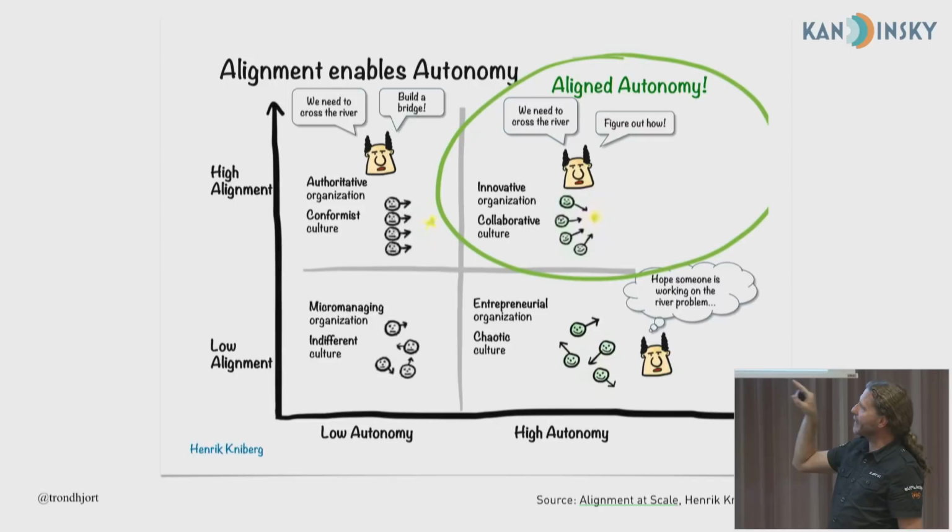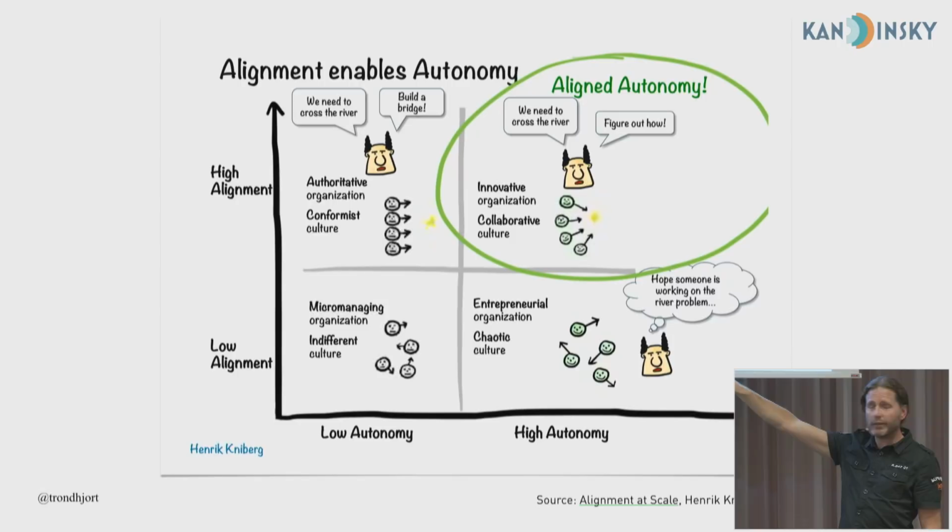But in this presentation or his videos, he highlights the problem when the team has neither high autonomy nor high alignment. Like in the lower bit, which I usually worked in all my career, where you have a micromanaging organization with an indifferent culture. No alignment, and there's no autonomy. Do what you're told.